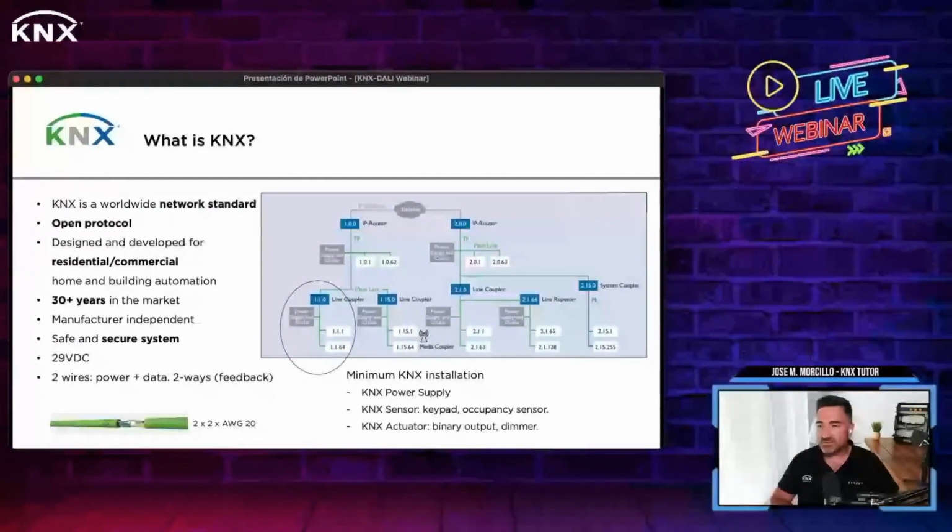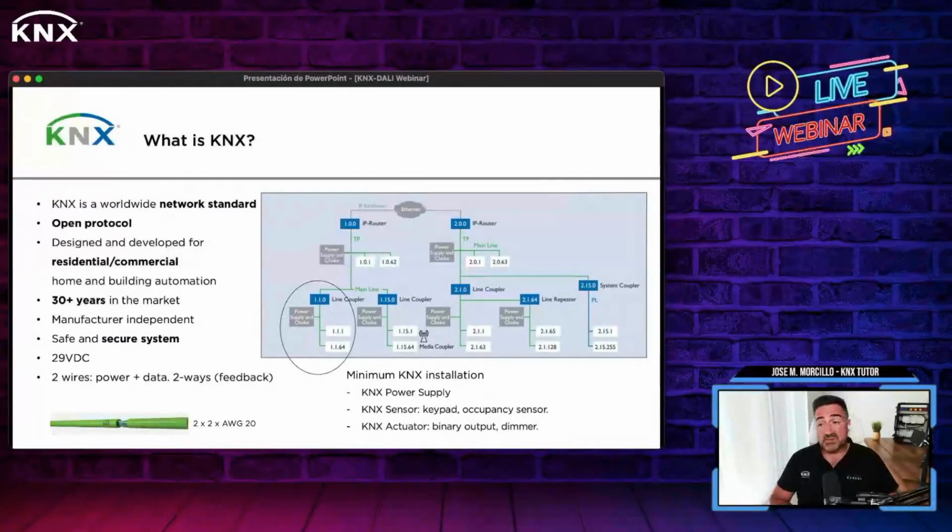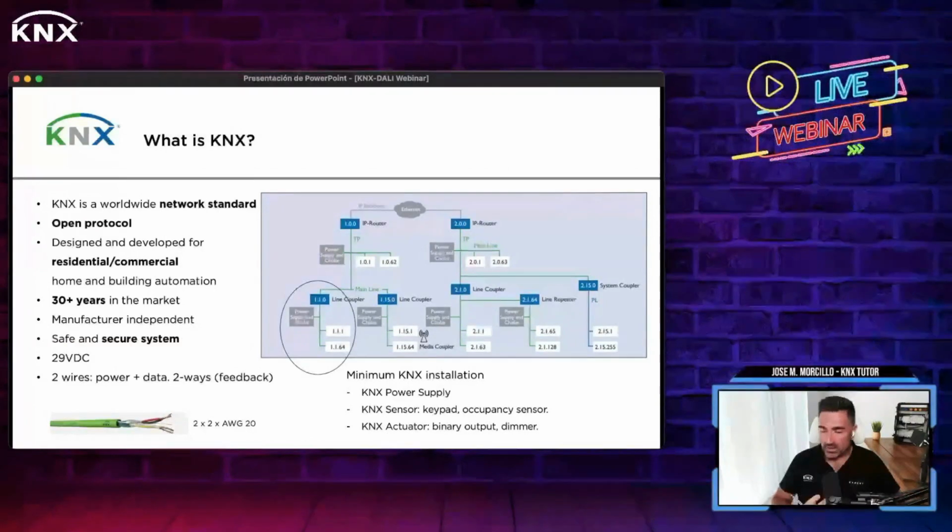So it's bidirectional. In the picture, you can see a 4 wires cable. The other 2 are for external power supply, but it's not necessary, okay? They're spare wires. You don't use them. You only use 2 wires, okay? And the size is AWG 20.